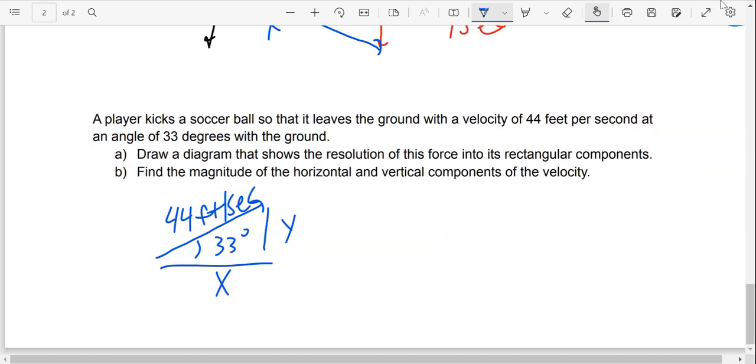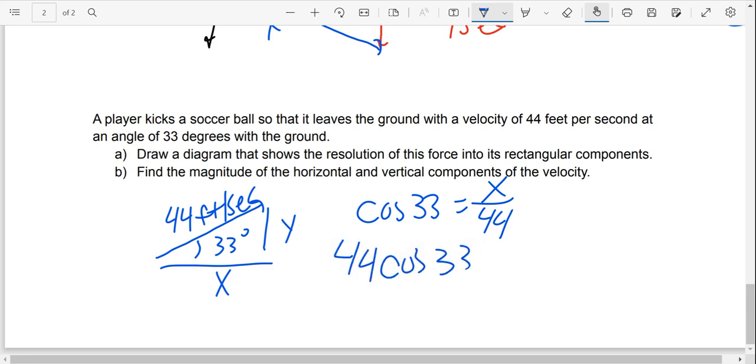All right, so we have a problem here with a player kicking a ball. I'm giving you a velocity of 44 feet per second and the angle. Let's just draw a diagram. That's what I did below. Label my x and y. We want to find the magnitude of the horizontal and vertical components of velocity. Now, in order to find that, if you remember, cosine is adjacent over hypotenuse, right? So it'd be cosine of 33 equals x over 44. Whenever we're doing this too, remember x and y have to be positive. You can't have a negative value for any of these. So it'd be 44 cosine 33 equals x.